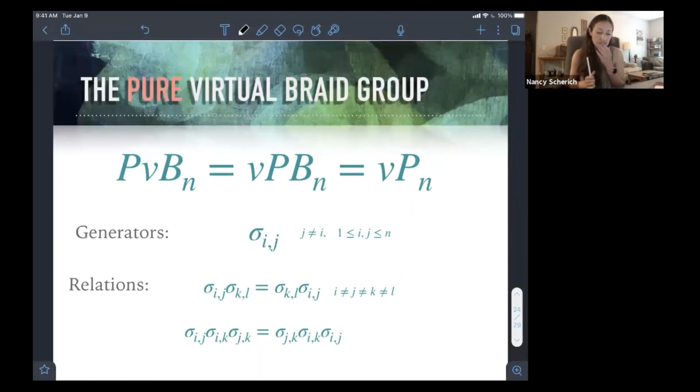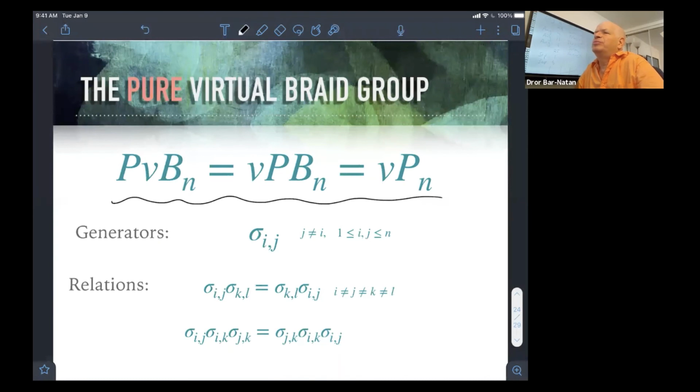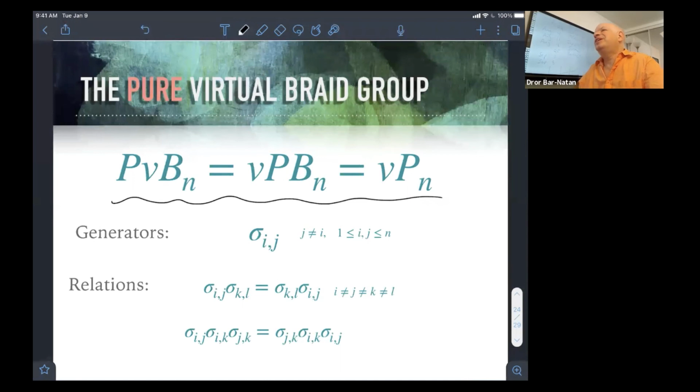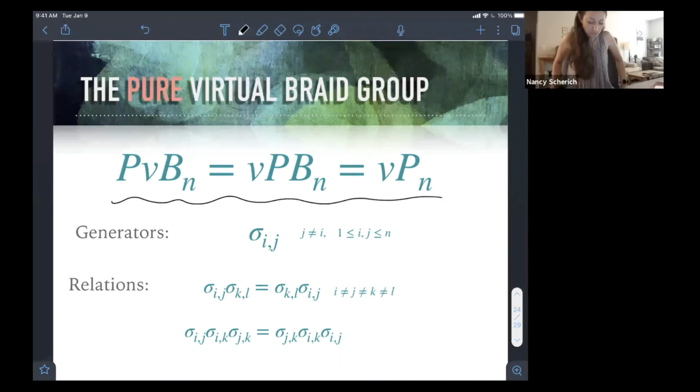Okay, so let's see a presentation for our pure subgroup. These are different notations that I've seen written down for how to describe the pure virtual braid group. Dror, do you have a preference which one of these is the right name for the pure virtual subgroup? Or do you have a different one? I alternate between the first two. Okay, yeah, I do too, I think. So you need a B_n, a P, and a V, and put them in somewhere. I mean, in English, it's either the pure virtual braid group or the virtual pure braid group, and it's not clear which one is more right.